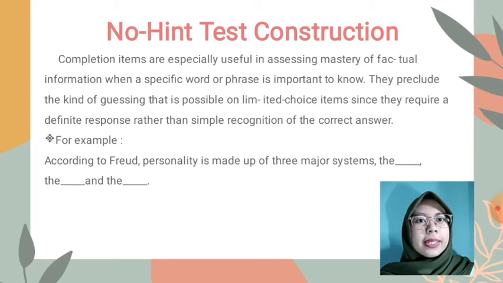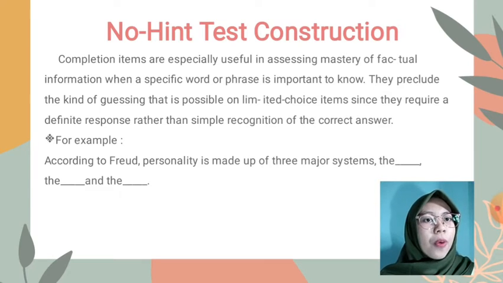So there is the example. According to Freud, personality is made of three major systems: the blank, the blank, and the blank. So now we are going to the next slide.